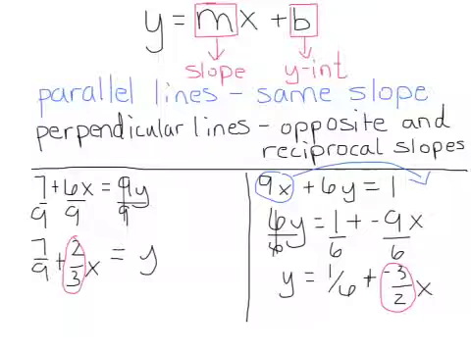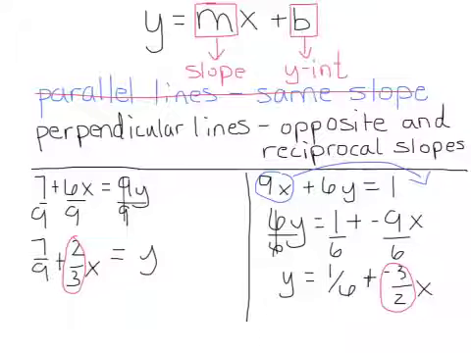If I go back up and look at the definitions, parallel lines have exactly the same slope. These slopes are not the same. One is 2/3 and one is negative 3 over 2. So these lines are not parallel.